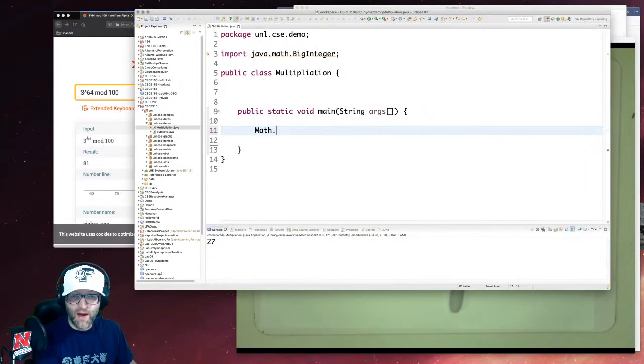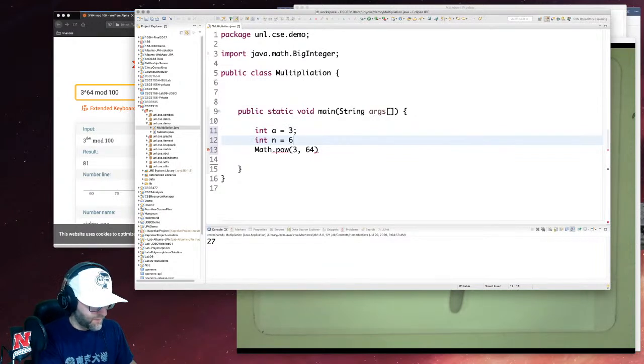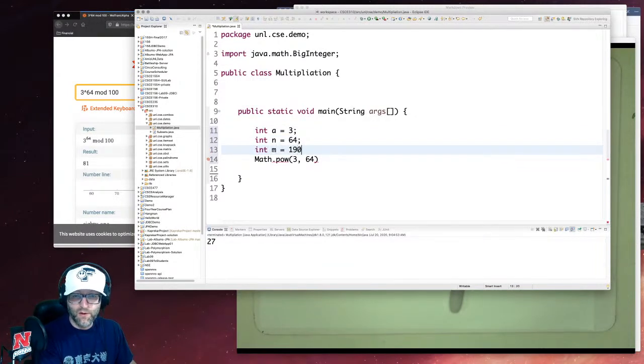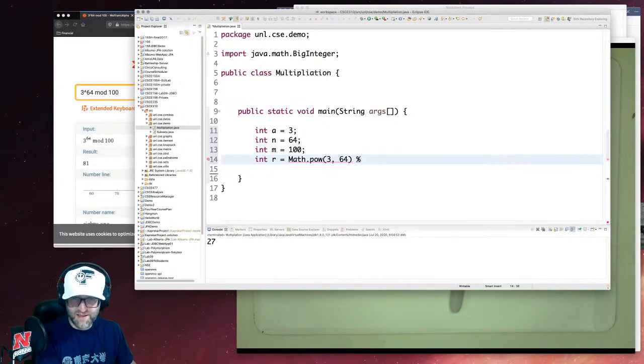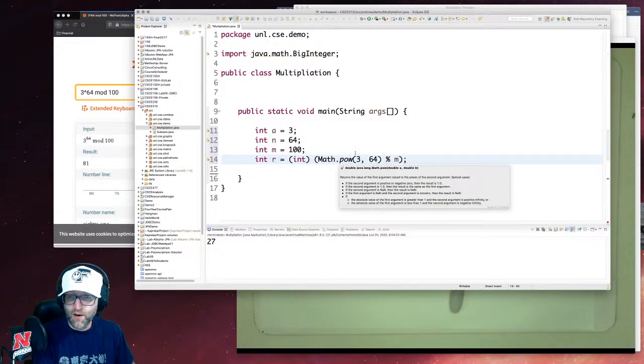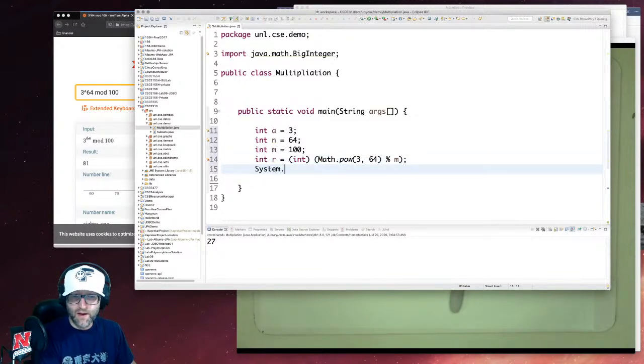Okay, I'm just going to go with Math.pow 3 to the 64. In fact, let's put these into numbers. Int a is equal to 3, int n is equal to 64, int m is equal to 100. And so the result, int result, is equal to Math.pow. This is the best answer, right? Use a library. Unfortunately, you're not going to be able to do that directly. Cast it to an int. Yep, we're going to have to cast that and then take the mod. There we go. And then System.out.println r, sorry.